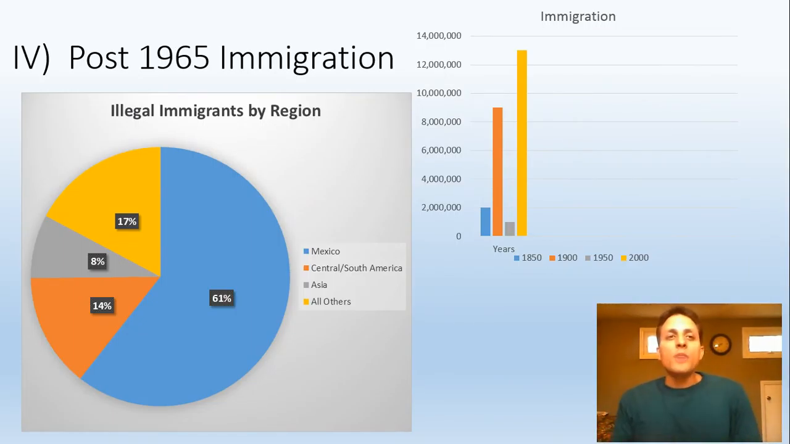Okay, the last group of immigrants that we're going to take a look at, we haven't actually taken a look at yet in class. This is post-1965 immigration. A part of Johnson's Great Society and the legislation passed in the mid-to-late 1960s is that they changed the immigration laws. They're going to change these immigration quota laws that really restrict immigrants coming to the United States.